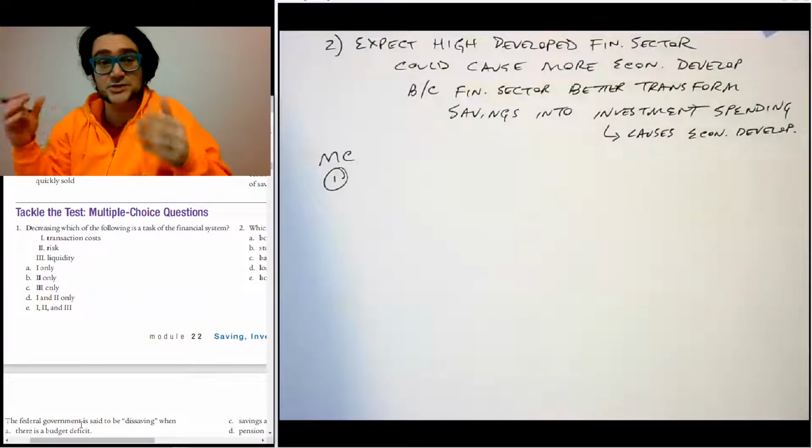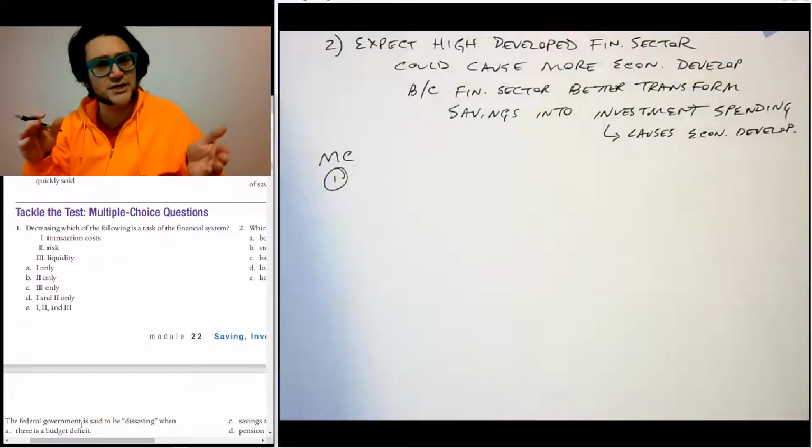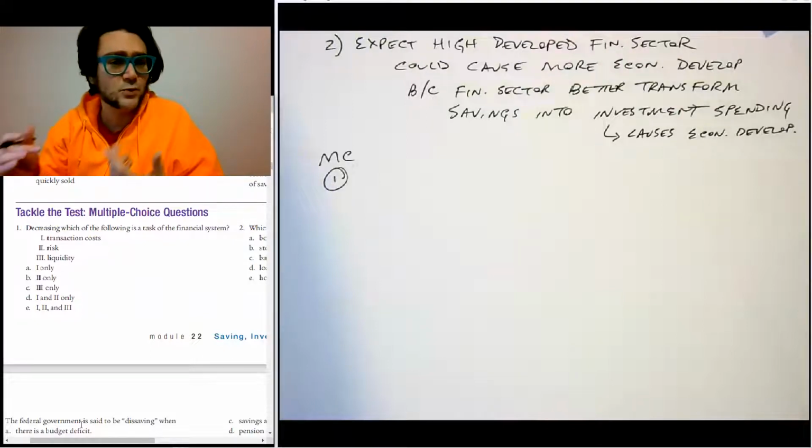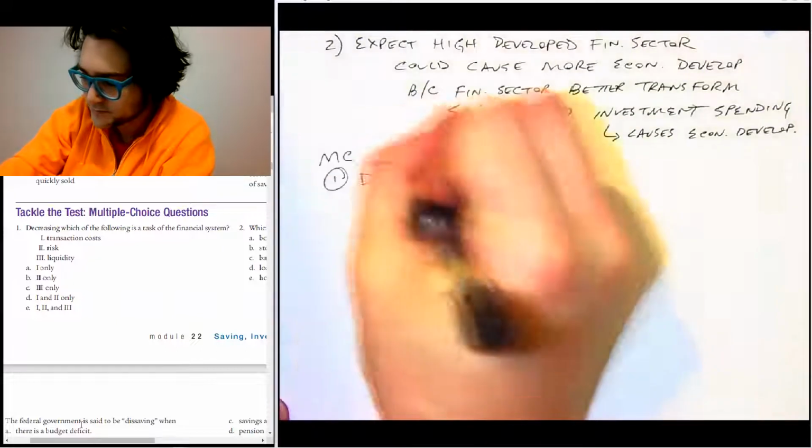Typically, the financial system serves to actually make that process easier rather than harder. So we would say 1 and 2 only, D.